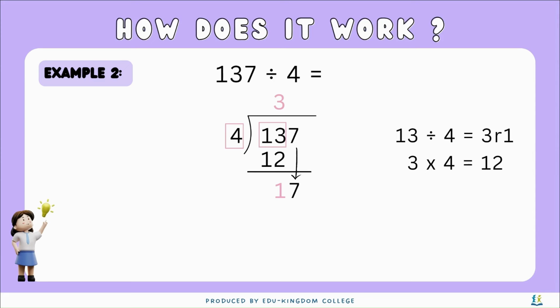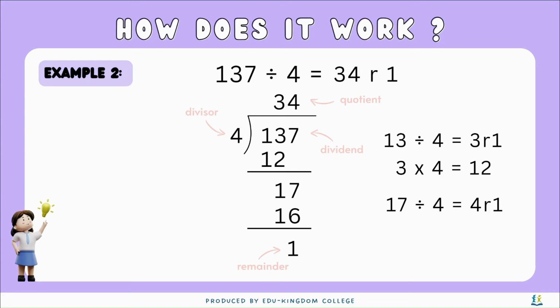Then we drag the 7 down. 17 divided by 4 is going to give us 4, remainder 1. Therefore, the answer will be 34, remainder 1.